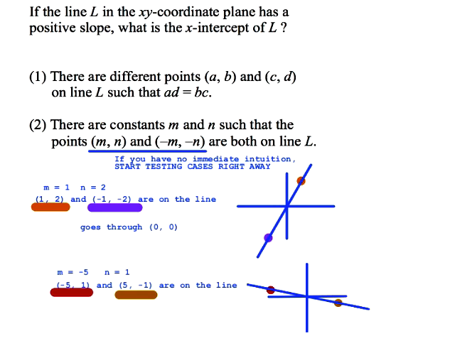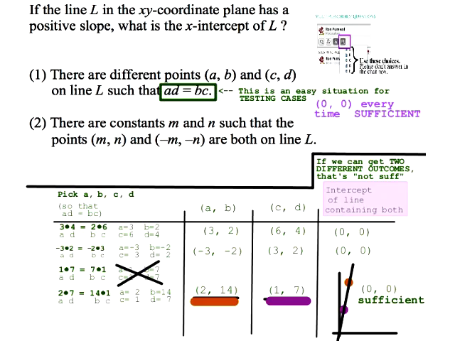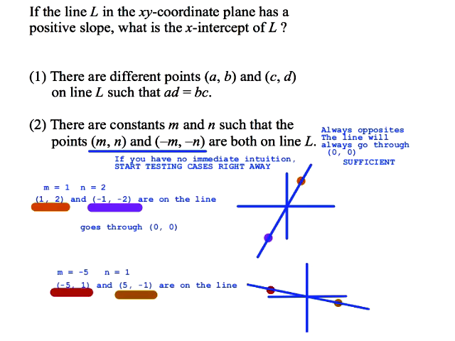Okay, so these are always going to be opposite coordinates. So always opposites. So the line will always go through 0, 0. There you go. So that's also sufficient because you only have one intercept. So statement 1 was sufficient. Statement 2 is also. So they're each sufficient. That's D like dog overall.